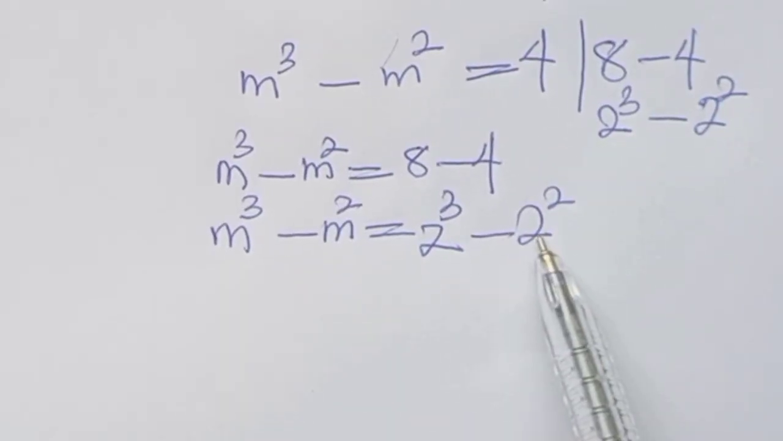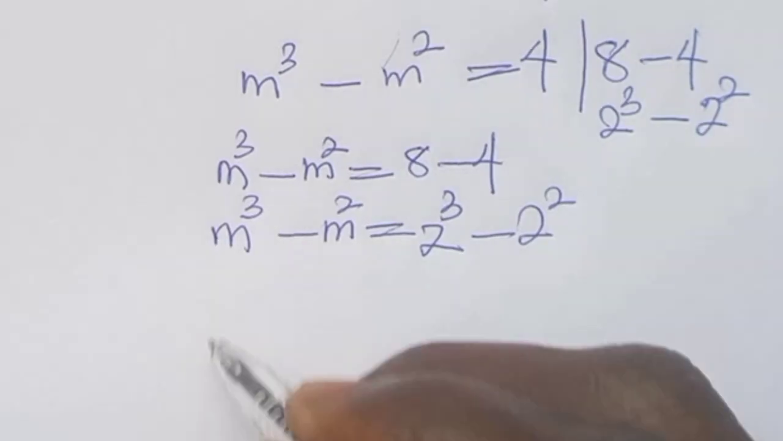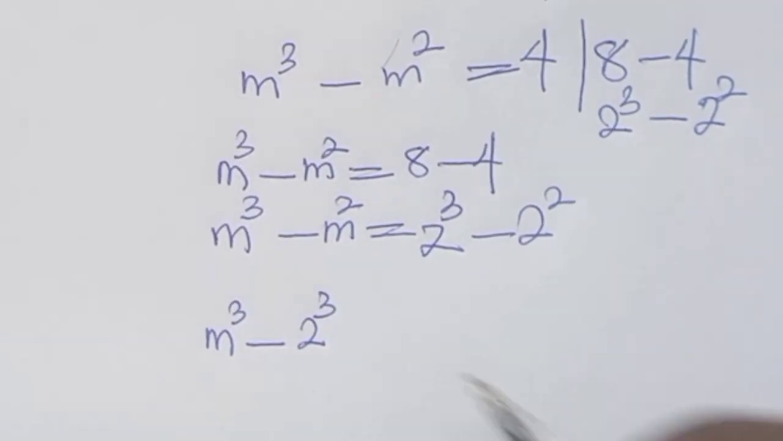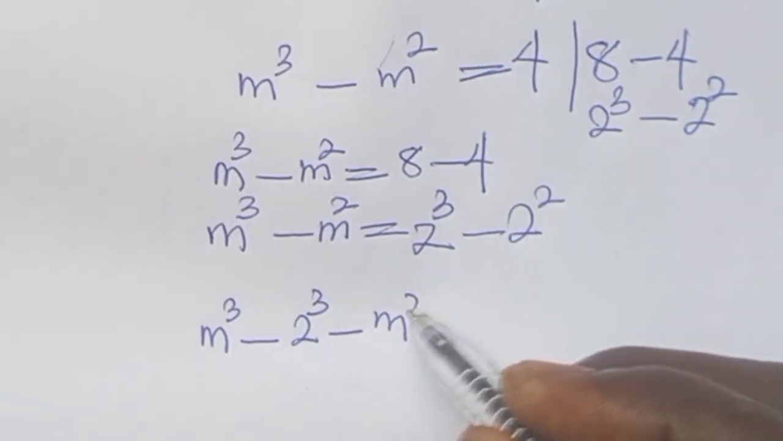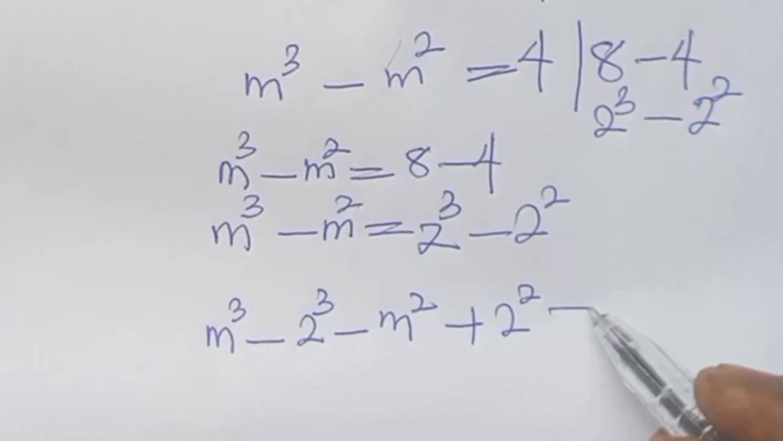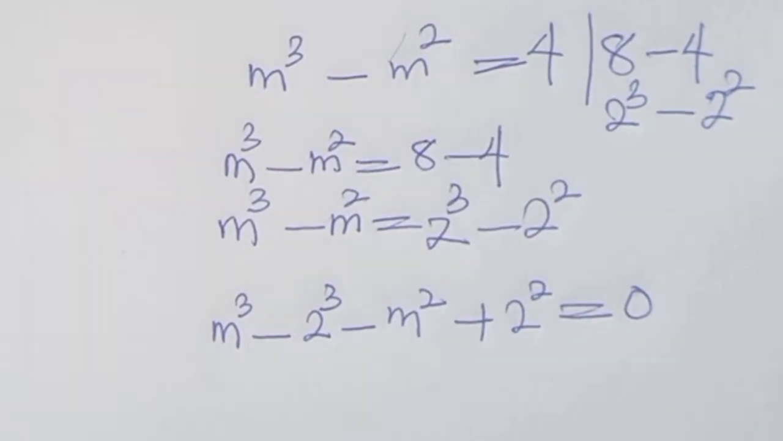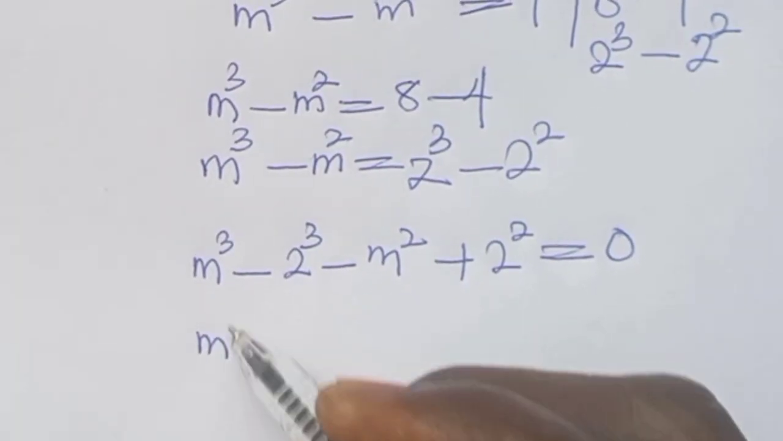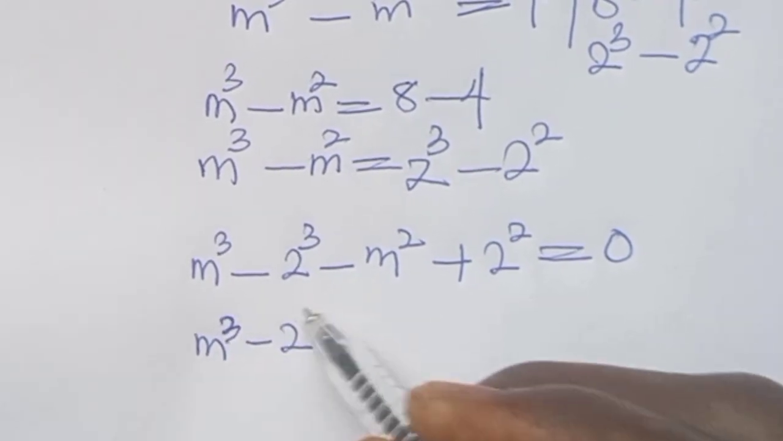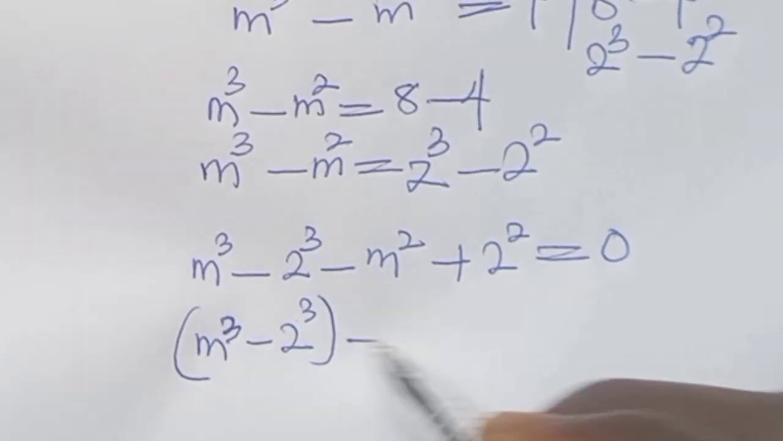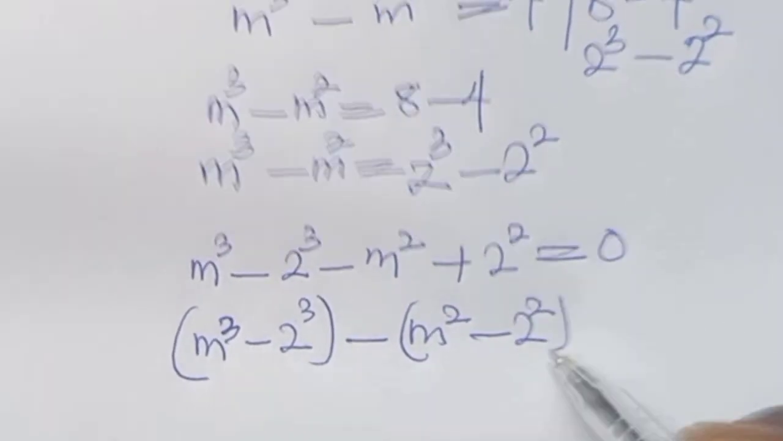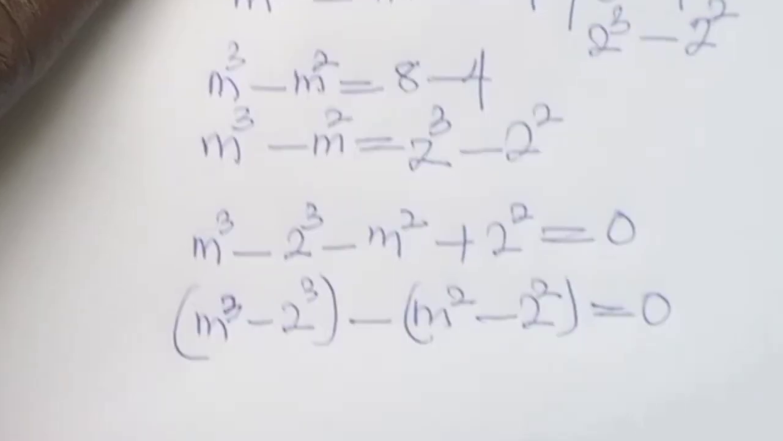If we do this very well, we're going to group them according to their powers. That is, m to the power of 3 minus 2 to the power of 3, minus m to the power of 2 plus 2 to the power of 2. This is all equals to 0. So that m to the power of 3 minus 2 to the power of 3, put in bracket, minus m to the power of 2 minus 2 to the power of 2. This is equal to 0.